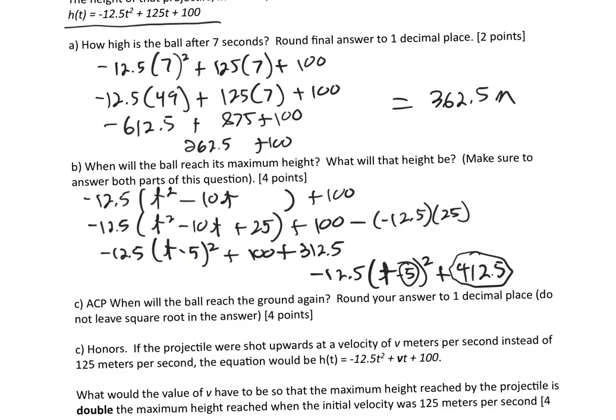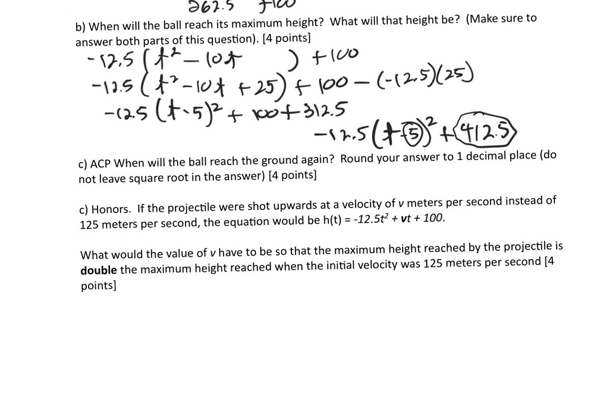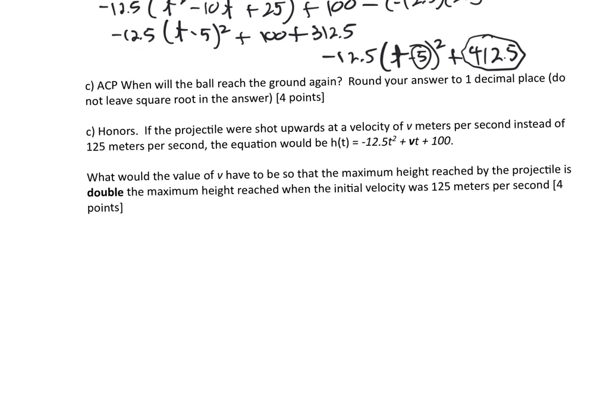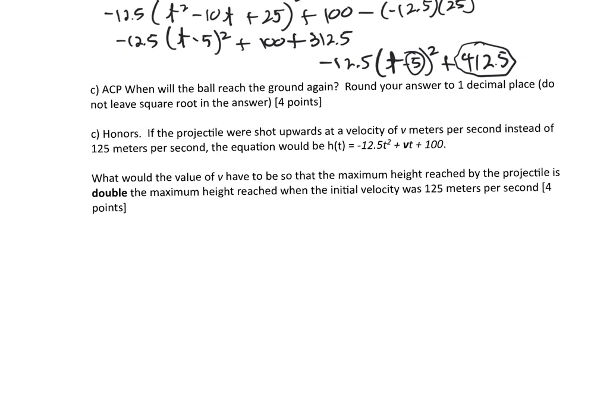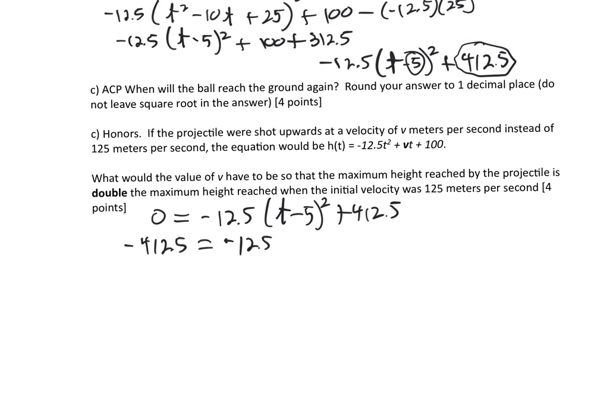Next one, when will the ball reach the ground? That means we want to take our vertex form and set it equal to 0 and solve. So we would say 0 equals negative 12.5 times t minus 5 squared plus 412.5. The first thing we'll do is subtract 412.5 from both sides to get this times t minus 5 squared. Then we divide by negative 12.5 on both sides.